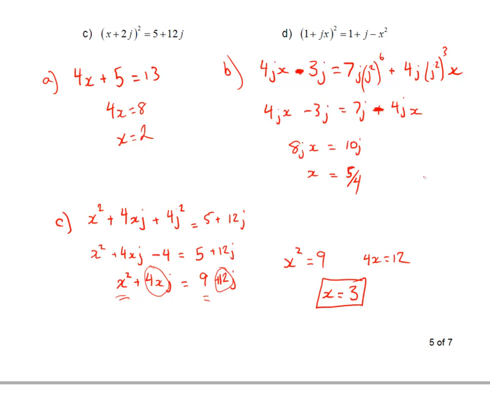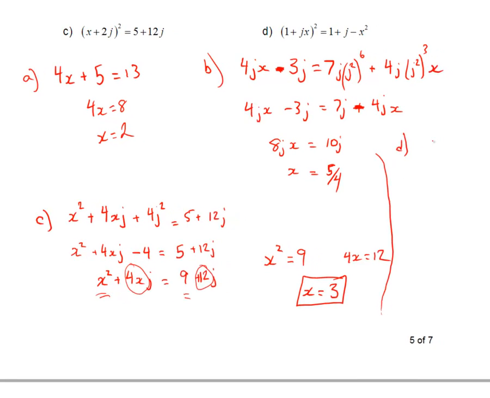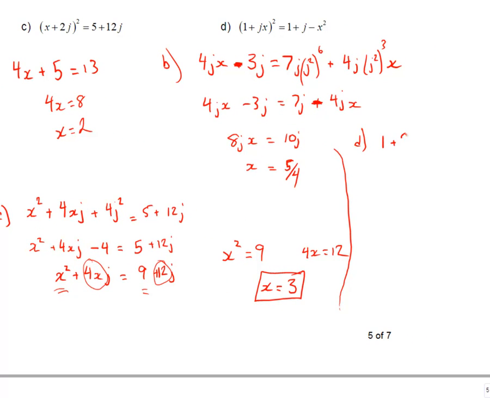Final one then, we'll stick on the side, we'll square it to begin. 1 plus 2jx plus j squared x squared equals 1 plus j minus x squared. j squared is minus 1, so this is actually minus x squared and minus x squared. Those are going to cancel. 1 and 1 are going to cancel. And we're left with 2jx equals j. In other words, 2x equals 1, so x equals 1 over 2.